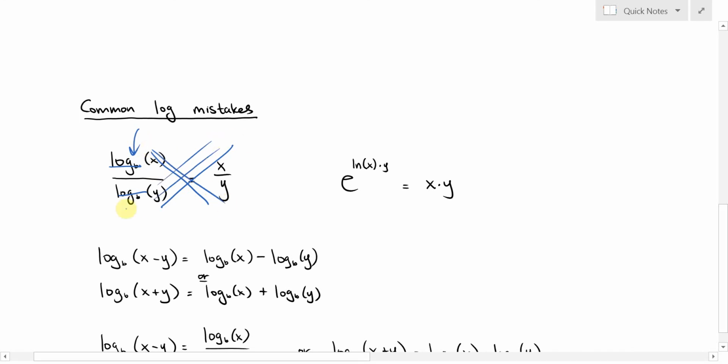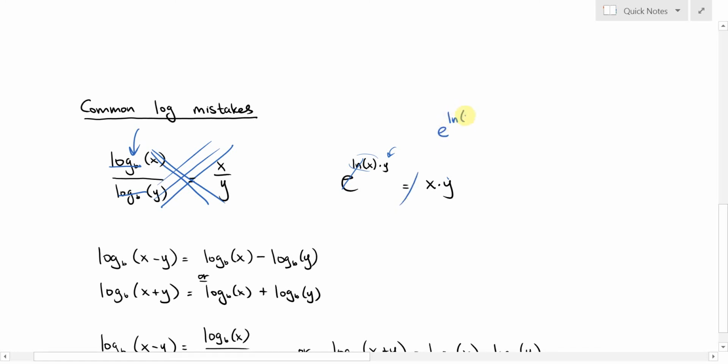Also, a more subtle mistake you guys are making is you might have something like e to the ln of x times y. So you'll have ln of one thing times some other number that's not inside of the logarithm, and you'll just cancel the e with the ln, and you imagine that somehow the x comes out as times y. That's not the way it works. Sorry, that doesn't work. Let's actually figure out what this would look like.